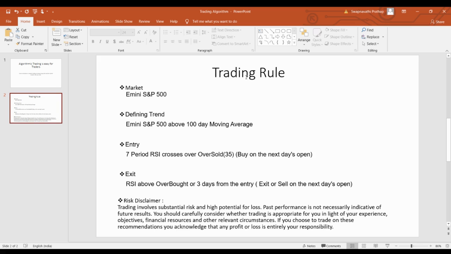If we take a look at the trading rules, the market tested is E-mini S&P 500. The main trend definition is the asset price being above the 100-day moving average. For entry, we buy at the next bar's open when a 7-period RSI crosses over oversold. We close the position when RSI goes above overbought, or 3 days since the entry. This is the trading rule. I'll show you how I backtest this rule, how I write the script, and what the results are.